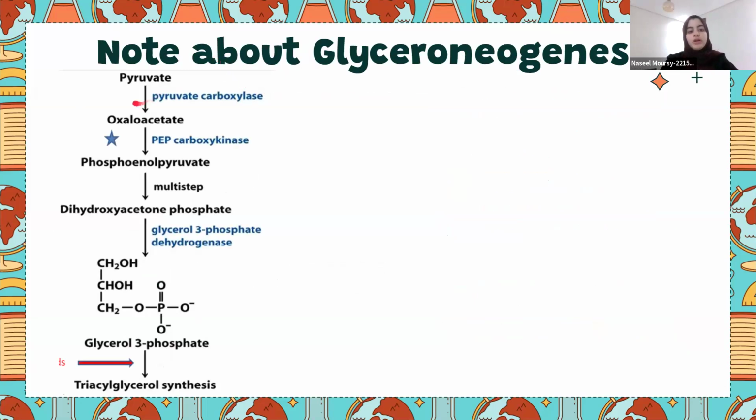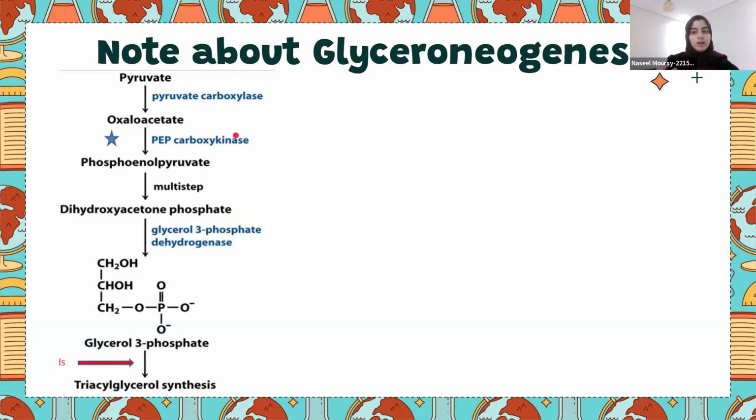Okay? We've got it here. Now, you guys know this pathway. This is glycolysis. Okay? So, pyruvate, oxaloacetate, and so on, to glycerol 3-phosphate. However, you can notice the star here between oxaloacetate and phosphoenolpyruvate, and this star marks the enzyme PEP carboxykinase. Why are we talking about this?